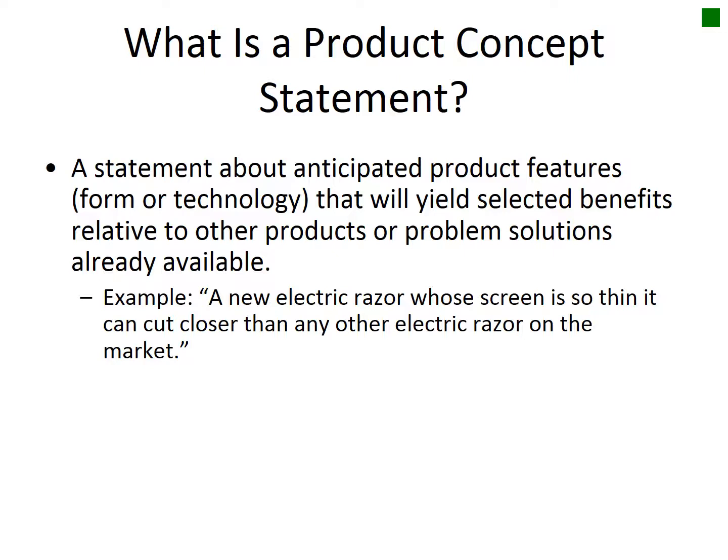So this describes this as an electric razor, and there's a key benefit here that is provided by the technology of a super thin screen. The benefit is that you get a closer shave by using this razor, but that close shave is achieved by the thinness of the screen, which is the technology or the resource or the part of it that's different from what other companies can offer.